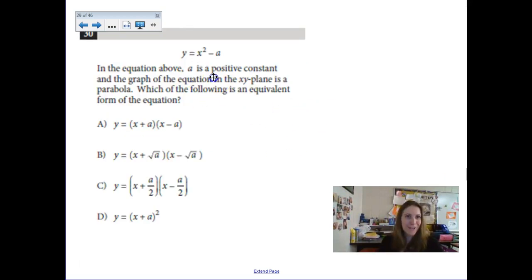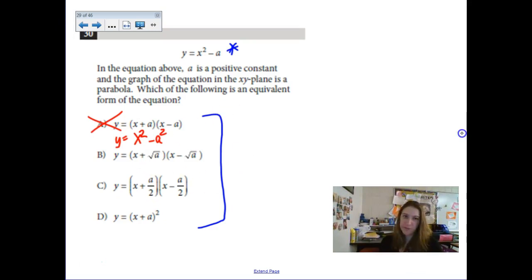All right. Y equals x squared minus a. A is a positive constant. Okay. And there's a whole bunch of information about it being on the coordinate plane. And they want to know which of these is equivalent to this one. Well, these all seem to be factored. So what if I just FOIL or distribute this back together and I see what I end up with? So x times x is x squared. Negative xa, positive xa, those cancel. And then negative a times positive a is negative a squared. Well, that is not at all what we have in the original problem, so that one's gone.